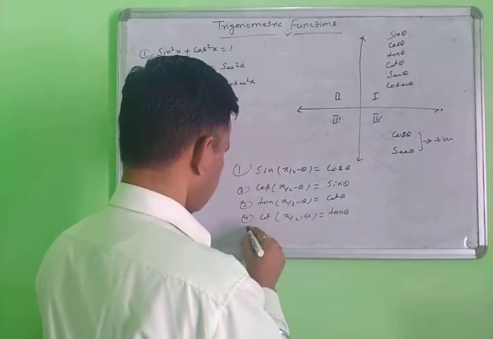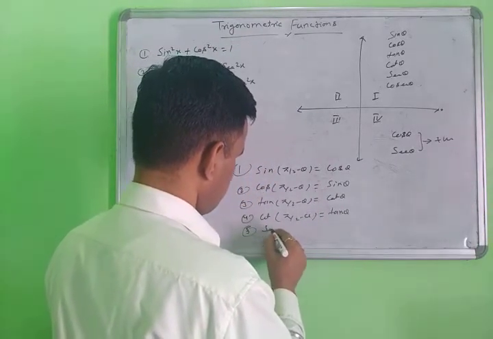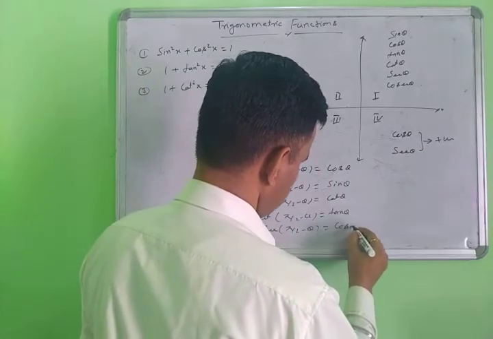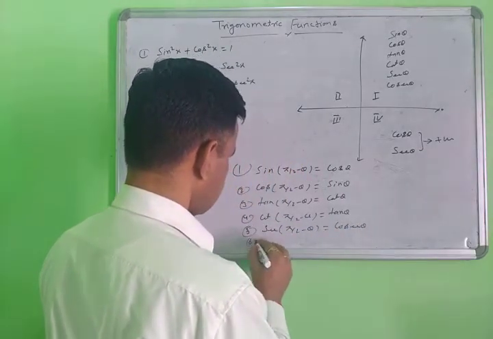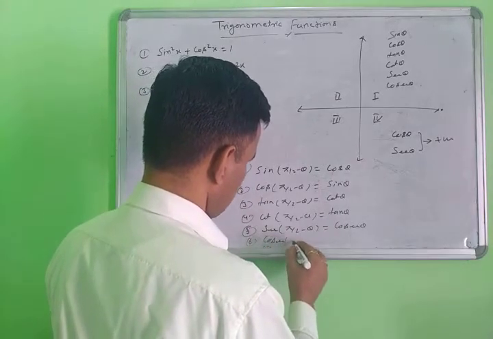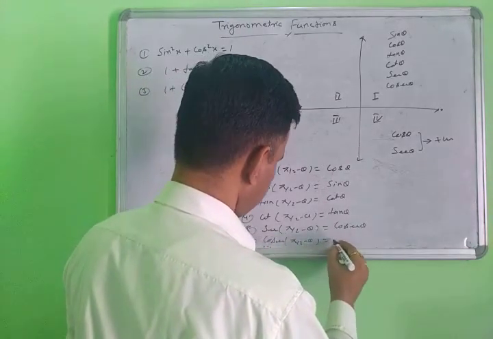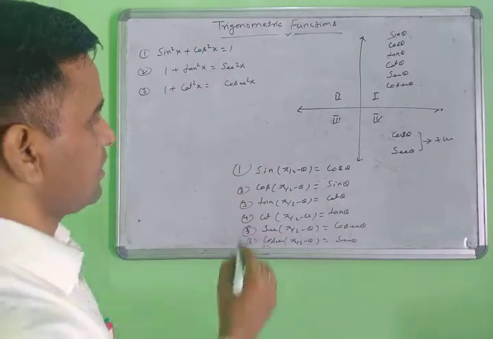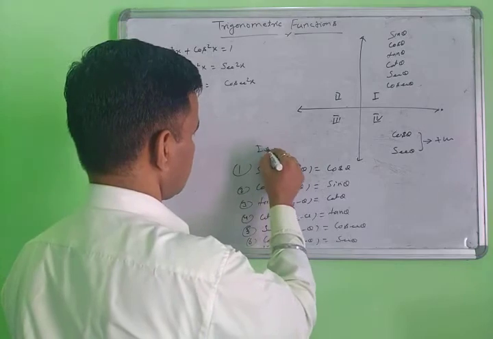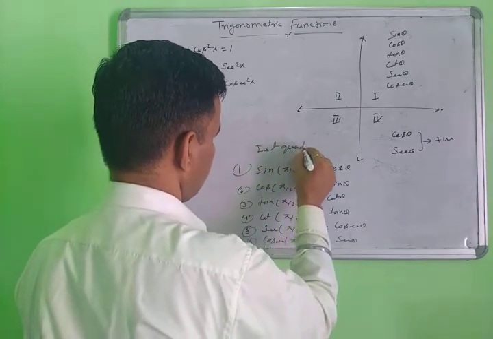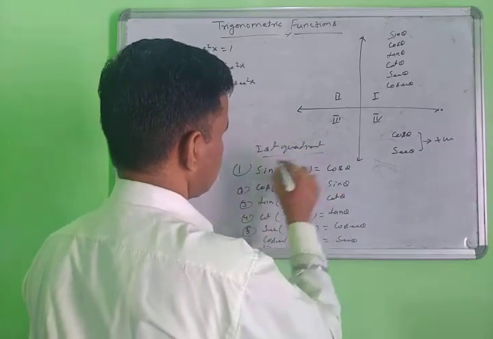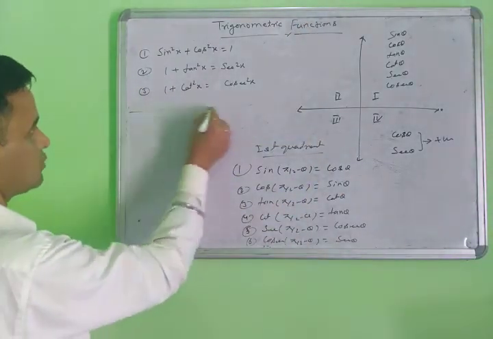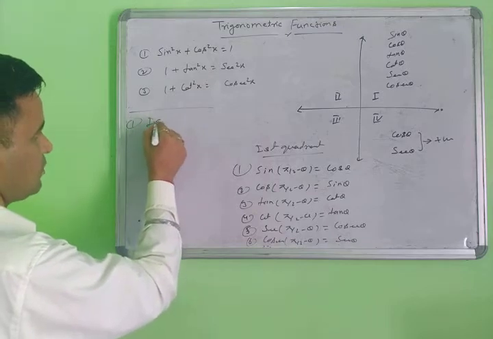And next, fifth, sec of pi by 2 minus theta is equal to cosec theta. And next, sixth, cosec of pi by 2 minus theta becomes sec theta. These are the first quadrant identities. But there are some other quantities also in the first quadrant.